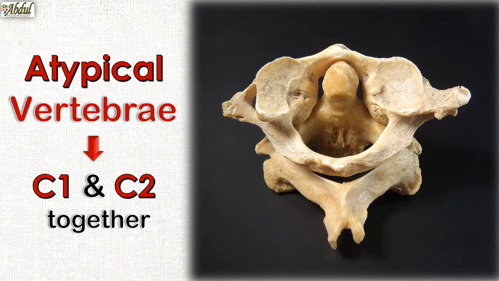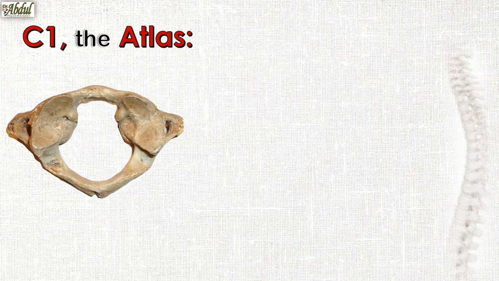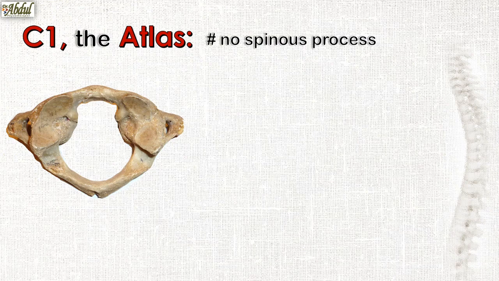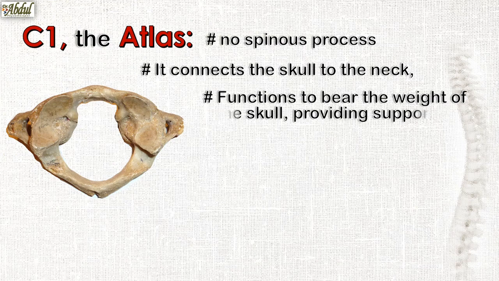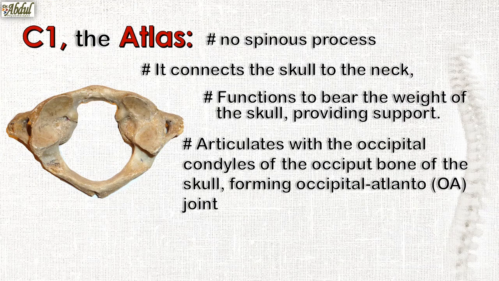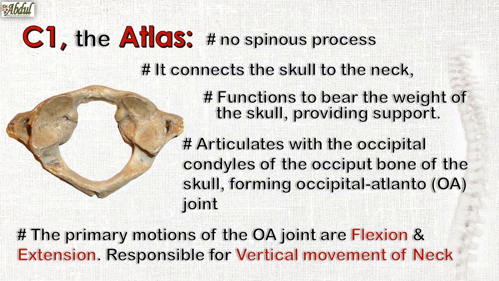Atypical vertebrae C1 and C2 together look like this. C1, the atlas, has no spinous process. It connects the skull to the neck, functions to bear the weight of the skull by providing support, and articulates with the occipital condyles of the occiput bone of the skull, forming the occipito-atlantal joint. The primary motions of this joint are flexion and extension, responsible for vertical movement of the neck.